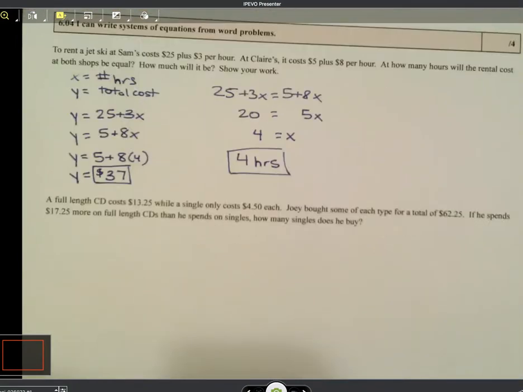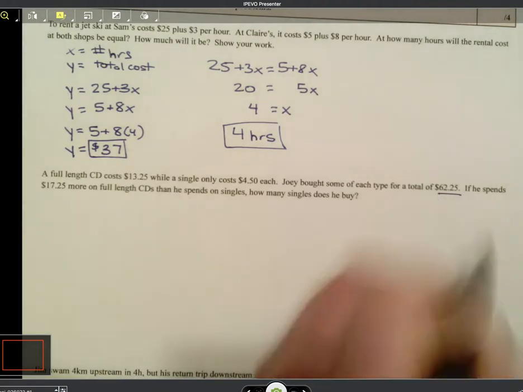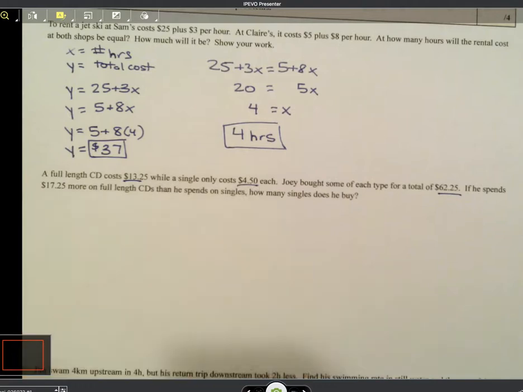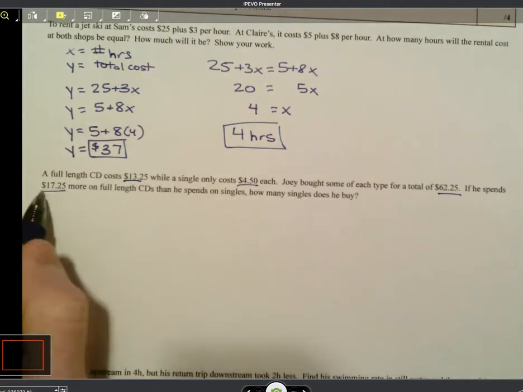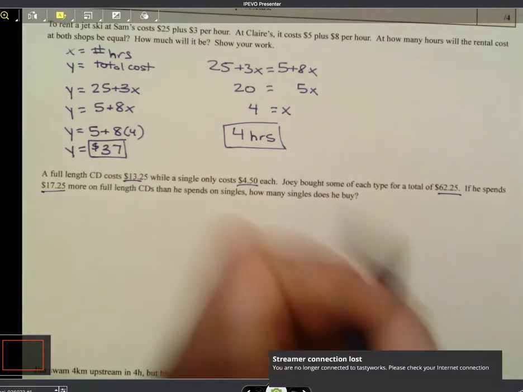All right. Next one. A full-length CD costs $13.25, while a single only costs $4.50. Joey bought some of each type for a total of $62.25. If he spends $17.25 more on full-length CDs than he spends on singles, how many singles does he buy?